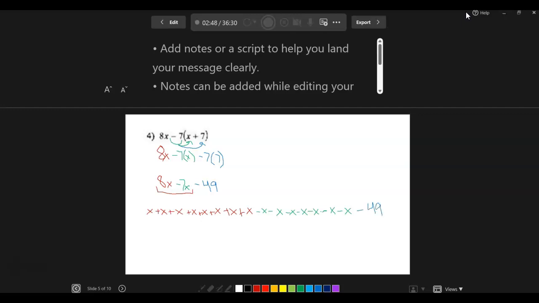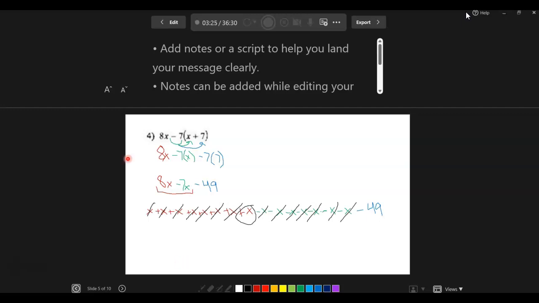So I've got 8 x's, and I'm going to subtract 7 of them. So we know that x minus x is going to be 0, and lo and behold, I'm left with one positive x value.